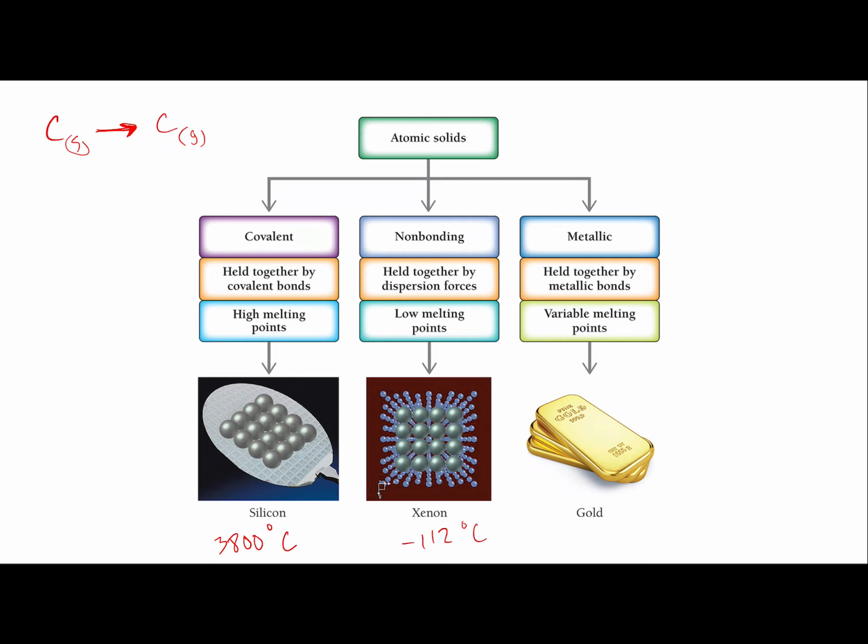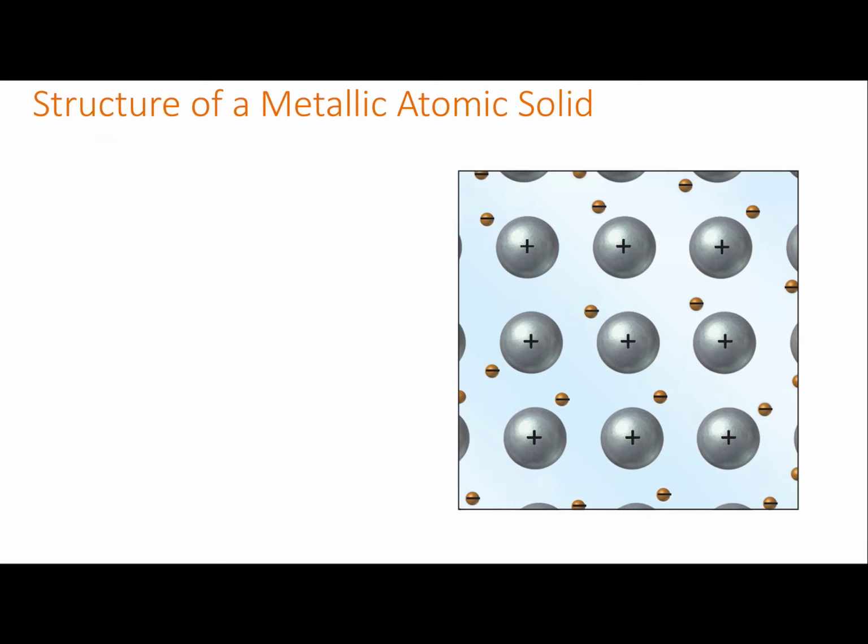And then we have the metallic atomic solids. Now these metallic atomic solids, such as iron, silver, lead, have variable melting points. Metals are actually held together by metallic bonds. And in the simplest model, we say this consists of positively charged ions in a sea of electrons.